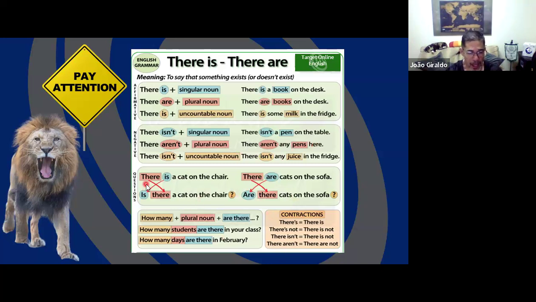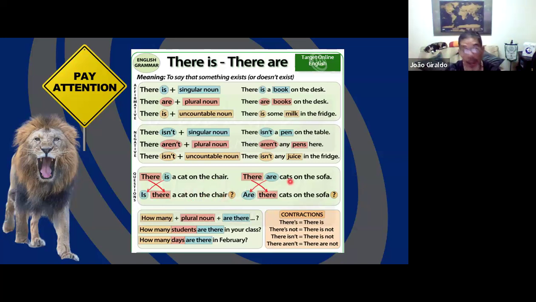Okay? Here in question, so imagine my sentence is, there is a cat on the chair. How can we make the interrogative? Again, the rules of the verb to be. So I use the verb to be in front of the beginning of the sentence. So, is there a cat on the chair? You are only inverting. Your structure is there is in affirmative, there isn't in negative, and in interrogative, you invert the verb to be. Equal, only the verb to be. Is there a cat on the chair?